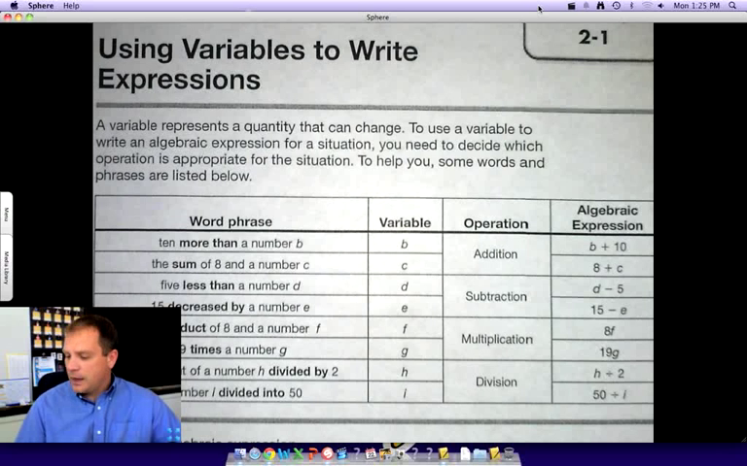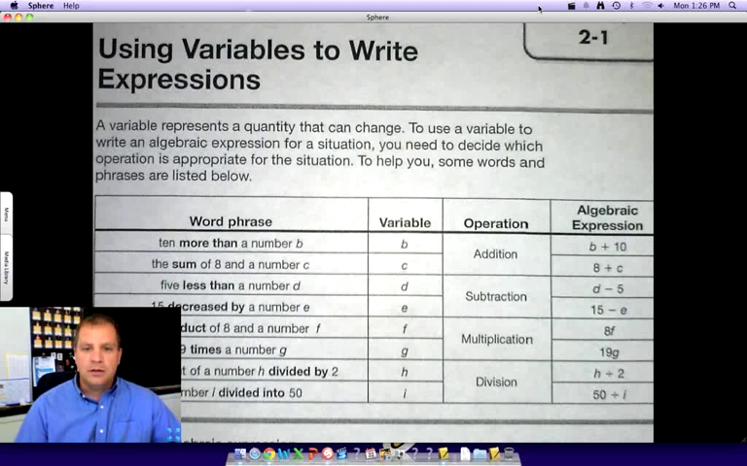The last vocab term is algebraic expression. An algebraic expression is a mathematical expression that contains a variable. As you can see in this chart, there are many algebraic expressions in the far right hand column. B plus 10, 8 plus C, D minus 5, and so on and so forth. It doesn't matter if it's addition, subtraction, multiplication, or division. If it has a variable, it is considered an algebraic expression.